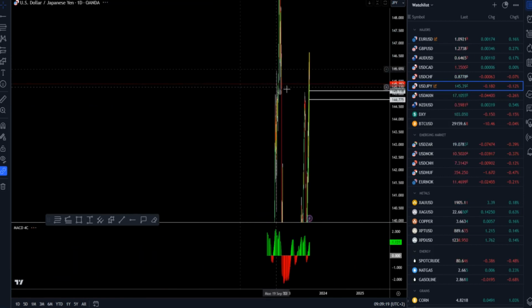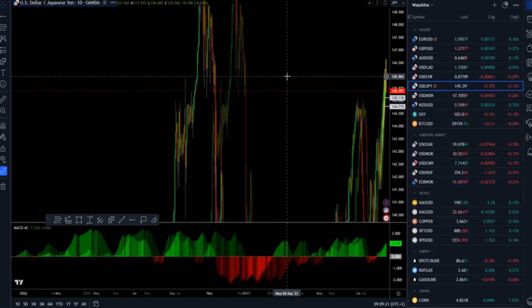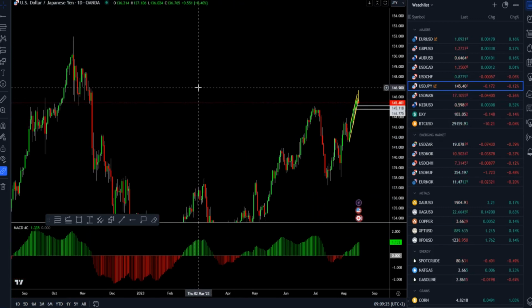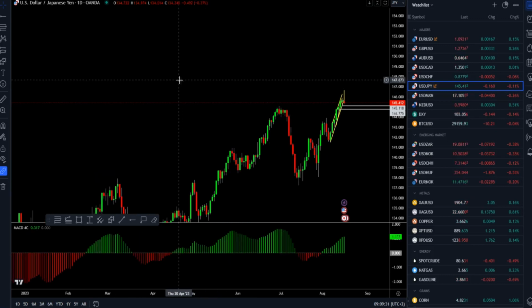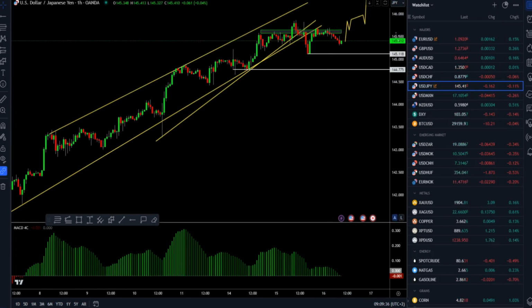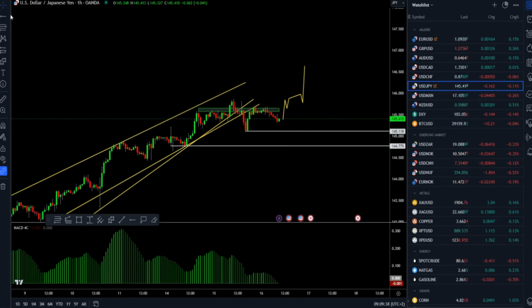I will need to go to the daily frame here just to find the next important pivot level. So we have the levels, I will say around 146.60 mark. So for the upside, 146.60 mark can be in play if this bull scenario or alternate scenario will start to unfold.